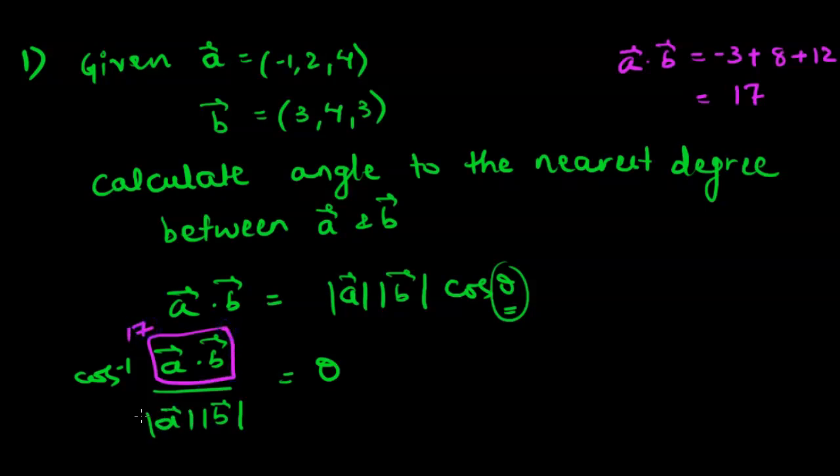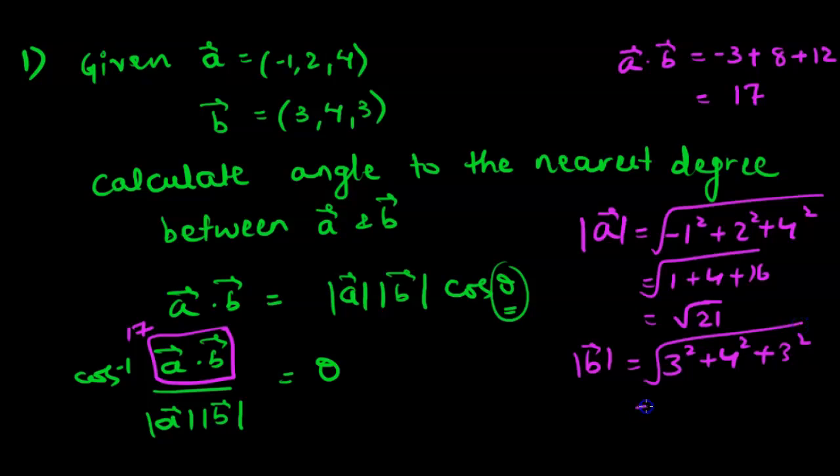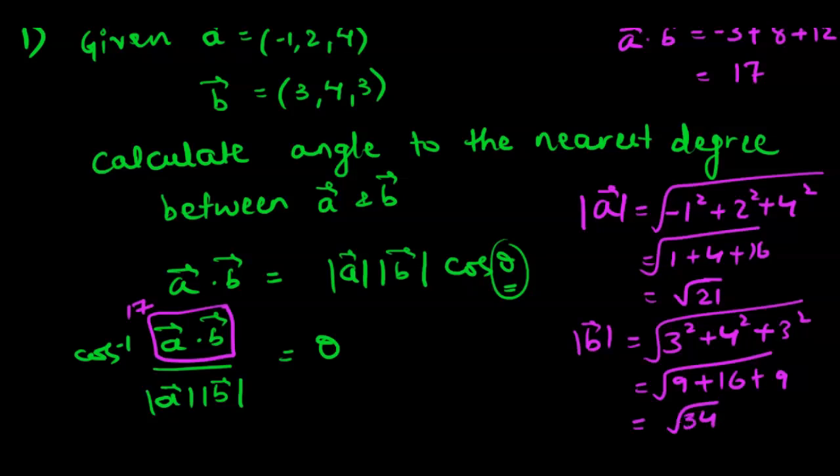Now we want to find the magnitude of A and the magnitude of B. If you're given vector A, the magnitude of vector A would be (-1) squared plus 2 squared plus 4 squared, and then square root everything. We would be left with 1 plus 4 plus 16, which is equal to square root 21. Similarly, we can find the magnitude of vector B, and that would be equal to 3 squared plus 4 squared plus 3 squared. Square root the whole thing, we get 9 plus 16 plus 9, and that is equal to square root 34.